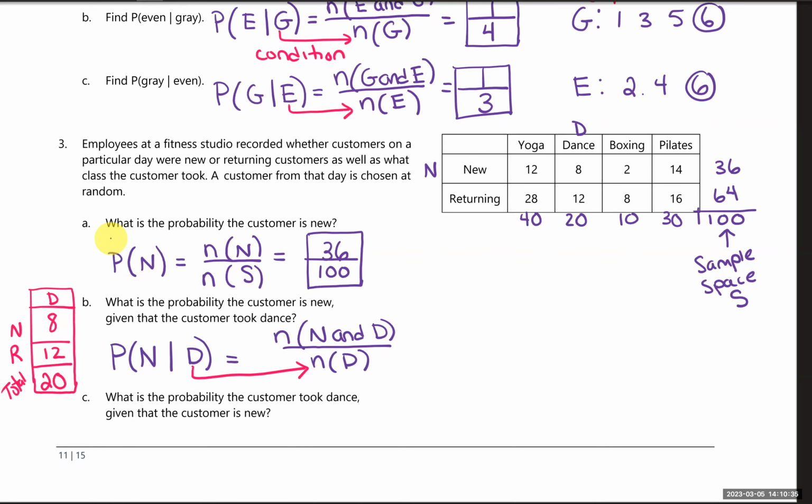So the rest of the table doesn't matter. Your condition is you can only look at the 20 people that went to a dance class. And of those 20 people, how many of them also met the condition of being new? So 8 people out of 20 will be the probability of picking somebody that was new, given that you're only looking at people that went to a dance class.